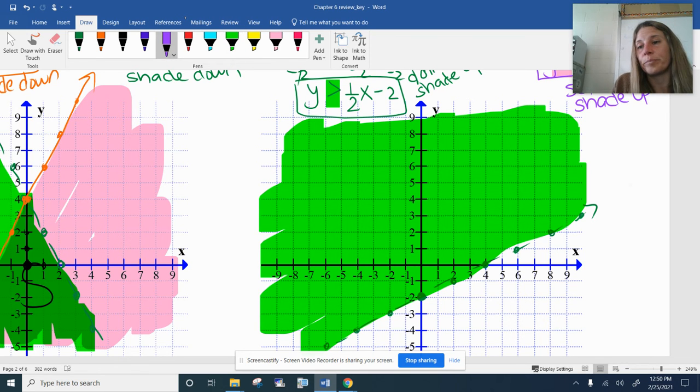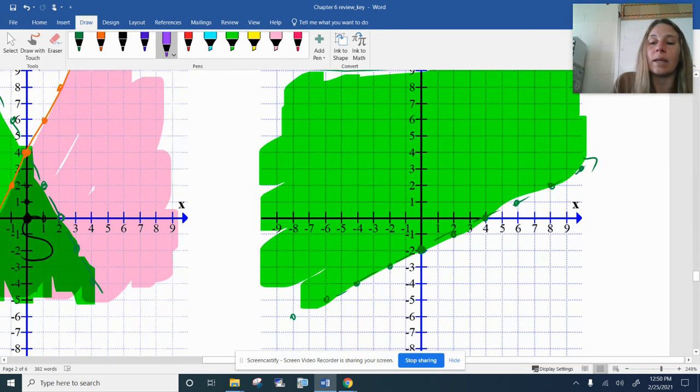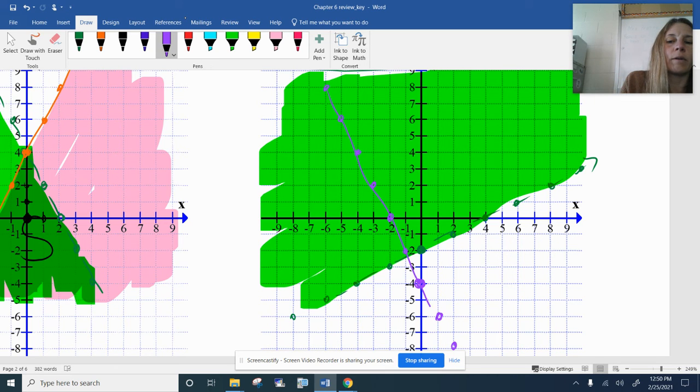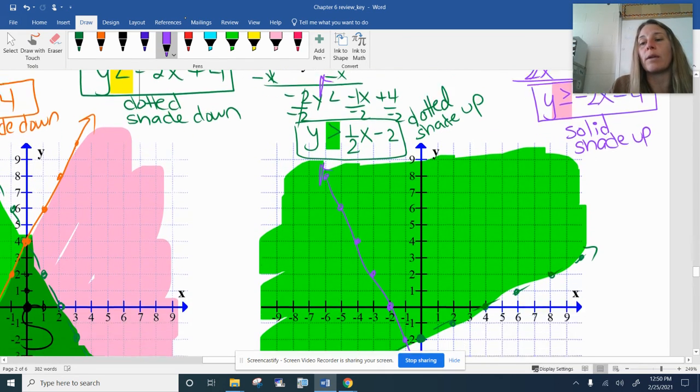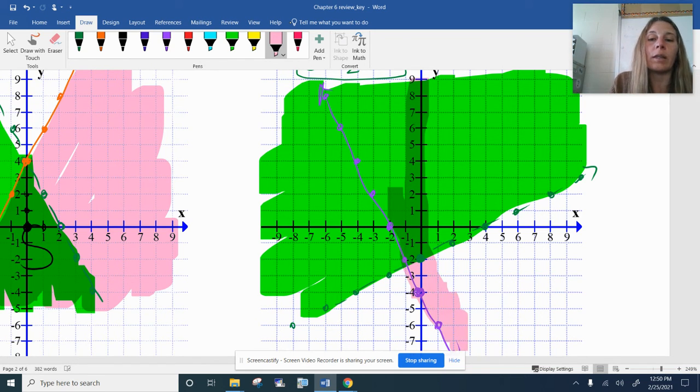Okay, now the other one, this equation, -4, and then the slope was -2. So I'm going to begin down here at -4. My slope is -2, so down 2 over 1, down 2 over 1, or up 2 to the left 1. And we know this one was going to be solid, I believe. And the shading for this one, because the symbol was a greater than, we are going to shade up. So you have to find your y-intercept, which is down here at -4, and go up. And then just finish filling in anything that's on that side of the line.